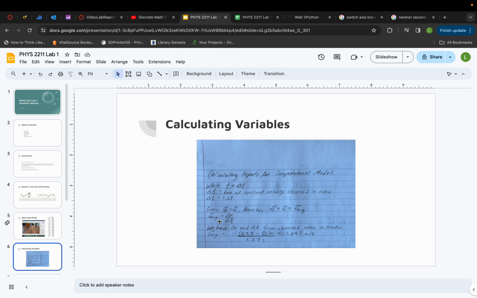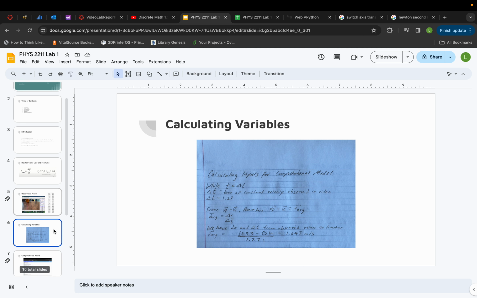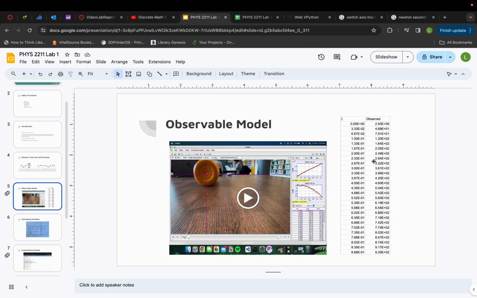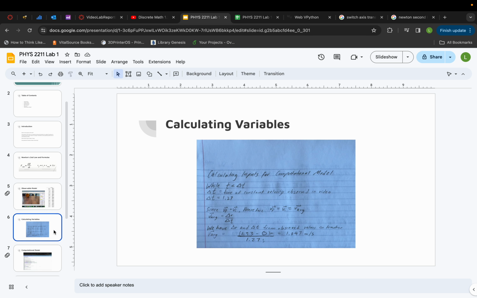So using the formula V average equals change in R over change in time, I can find V average to later plug into the computational model. But first of all, to find change in time, that's simply the time observed in the video, and the change in R is taken from this data set that we receive from Tracker. And finally, using this formula, you receive 1.047 meters per second, which is a reasonable speed for this bottle to be traveling.